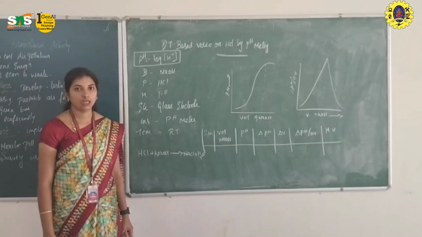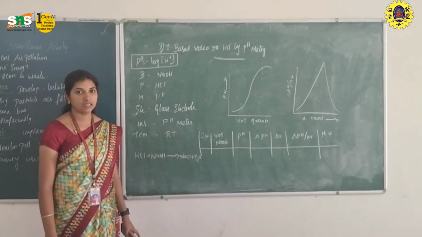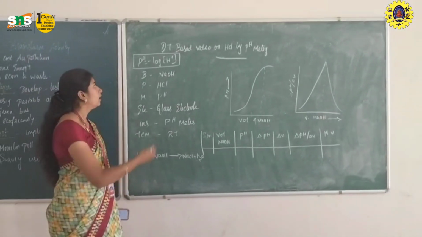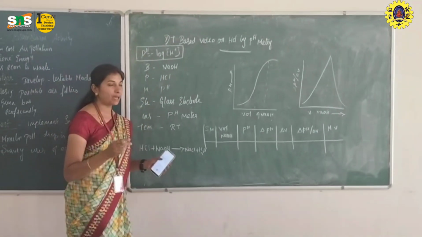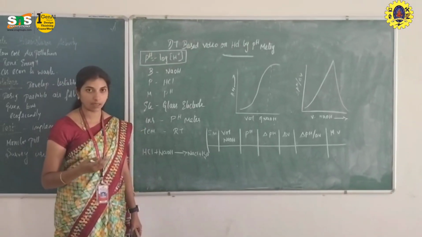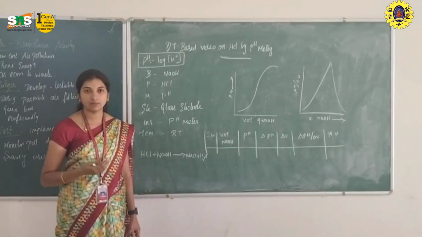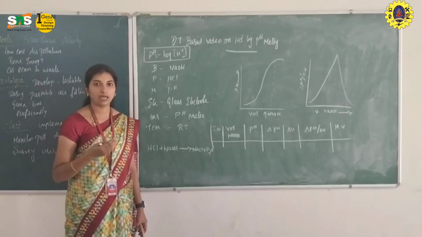HCl by using a pH meter. So we are conducting a pH meter in this experiment by using pH equal to minus log H plus. So this is the basic formula. We are using it to check whether the water sample is an acidic or basic medium, or whether it has a high level of alkalinity.